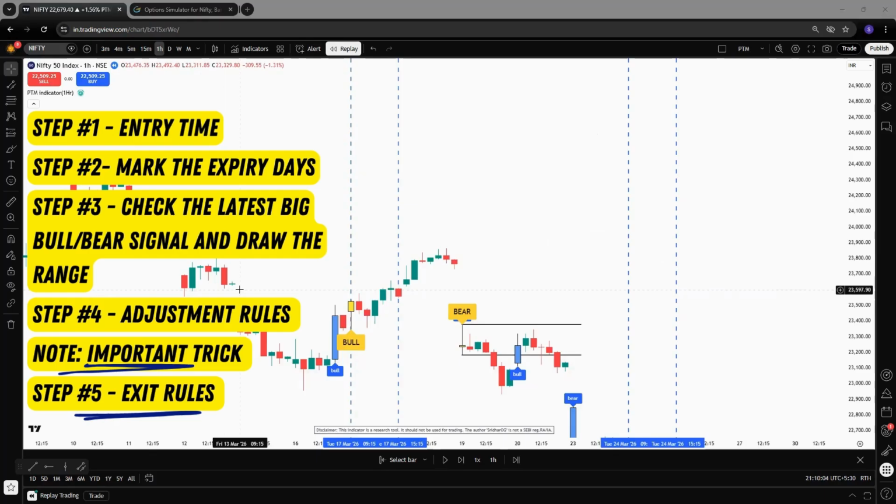This is the most important two rules here. Very important. I think most of you will understand so far what I'm telling. What we're going to do right now is we are going to go into the charts. We will start applying all the rules.